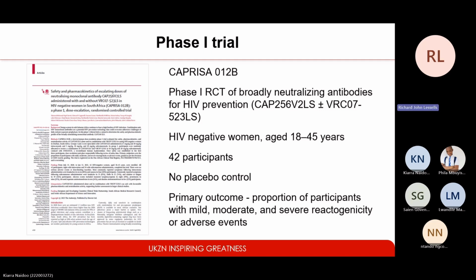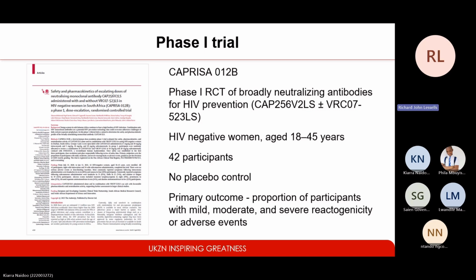Okay. Do you think this trial is going to tell you anything about whether these antibodies work, whether they prevent HIV? Why not? Well, they will be exposed. They live in KwaZulu-Natal, no? Yes, so they're HIV negative. They have to be HIV negative to join the study.